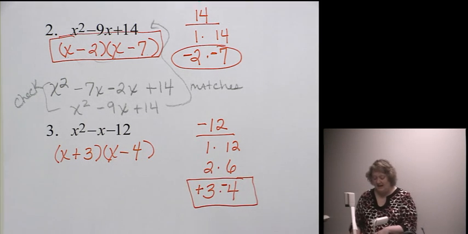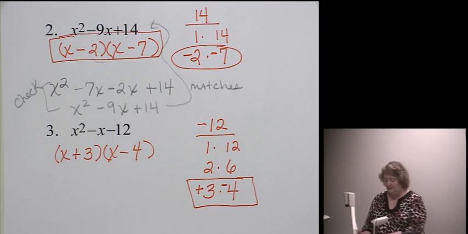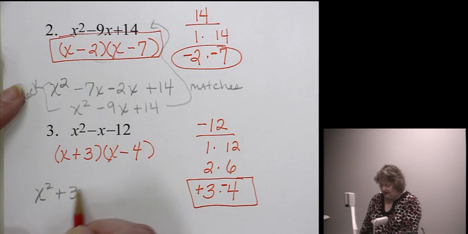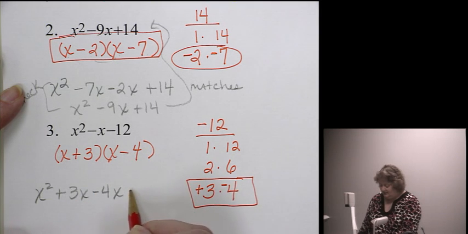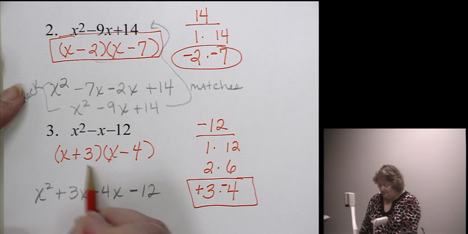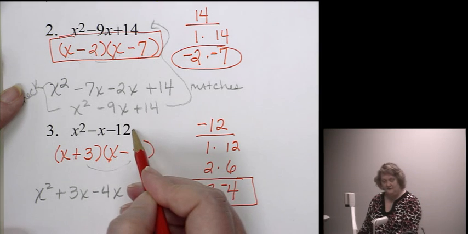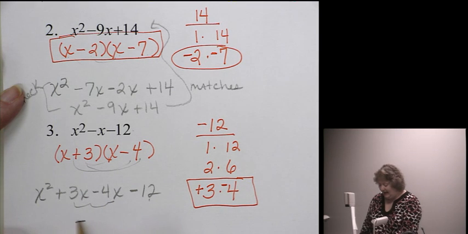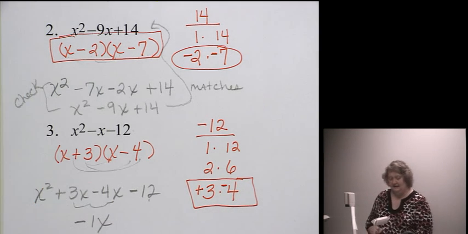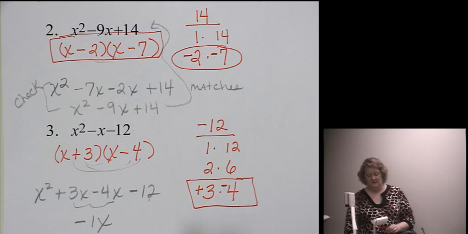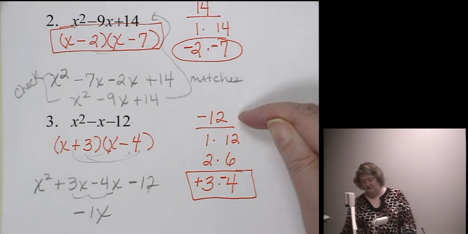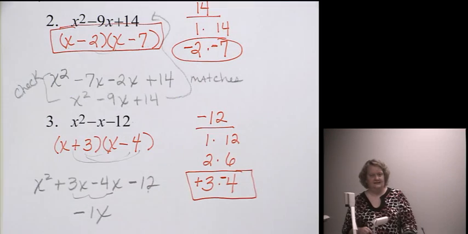So if I check it, and again I'm going to check this one, x squared plus 3x minus 4x, negative 12. They multiply to give me that negative 12, but that inside and outside term then add to give me negative 1x. So you see why they have to multiply to give me negative 12, but then add to be that middle term.